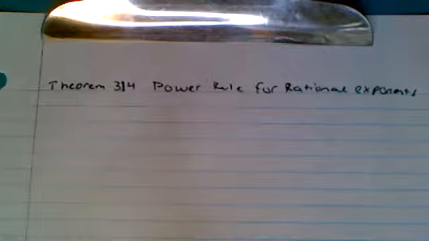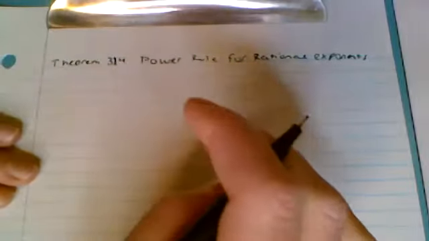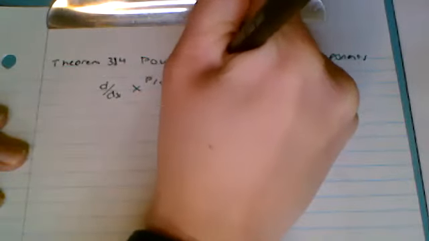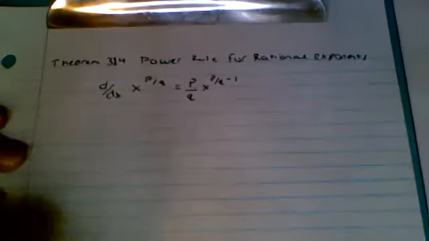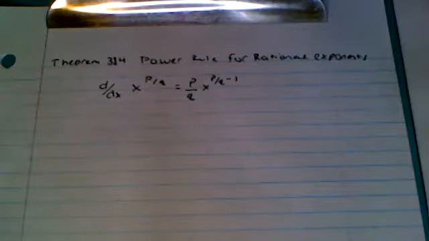Essentially, you're going to use the typical power rule where you bring the exponent down to the coefficient in the front, and then you subtract 1. I'm going to write out the math portion of it, and then we're going to do an example. So the p/q fraction is going to come down in front, and then you subtract 1 from the exponent. It's not any different from what we've been doing.